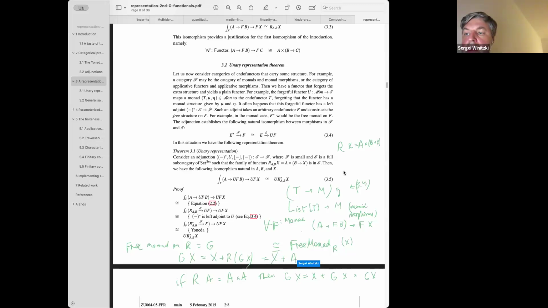Quantifying over it, I guess, you get to use it whatever way you want. So I can expand this and I can just define G like this. Gx is X plus A times B to Gx. So this is a recursive type, Gx, that I just defined. And that's the right-hand side of 3.5.